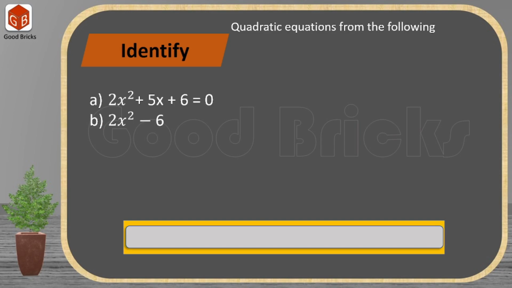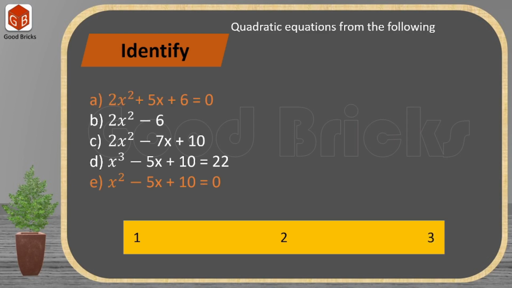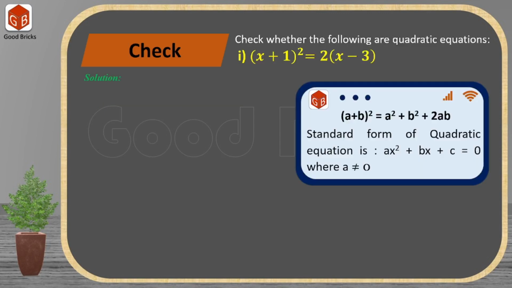Identify quadratic equations now. Previously we have identified quadratic polynomials. Now you have to identify quadratic equations. Again you have 3 seconds of time. You might have entered the correct answer, and the correct answer is A and E. These 2 are the equations, and these are quadratic equations. Now let us solve some problems.